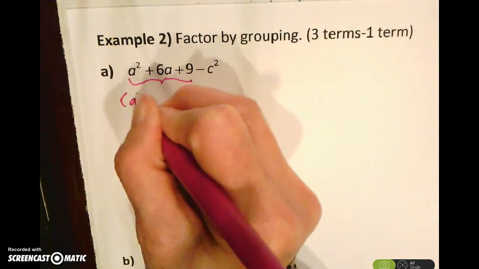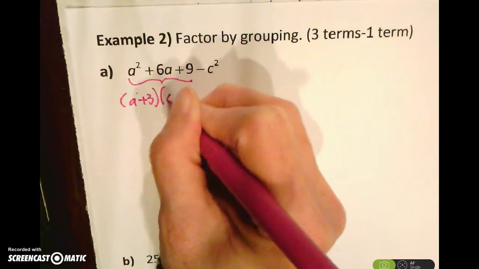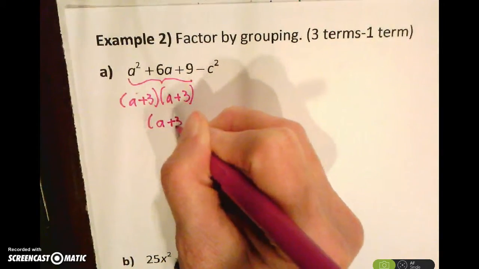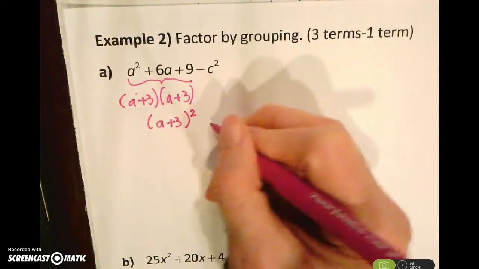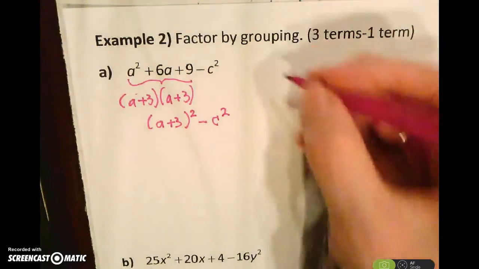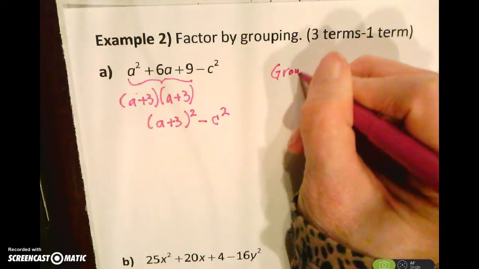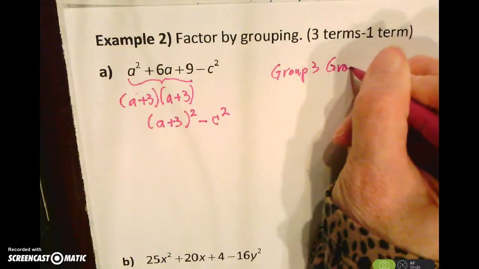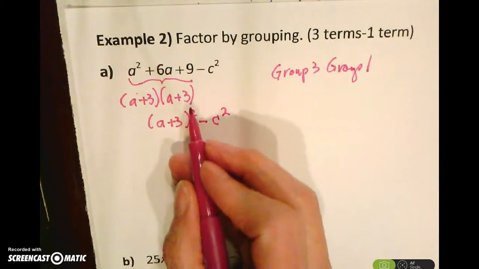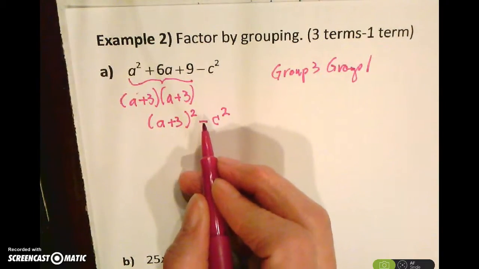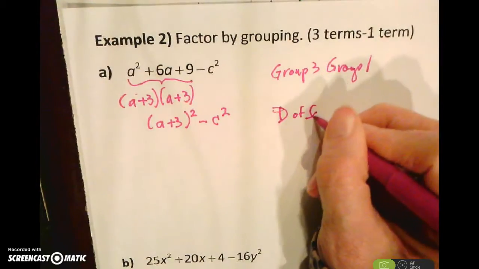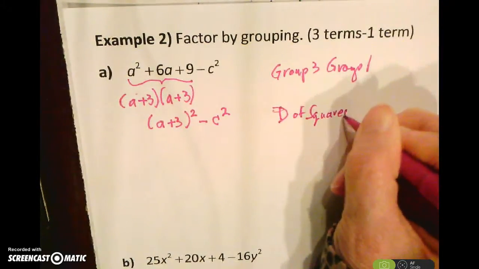So this factors into a plus 3, which is written as a plus 3 squared. So I have a plus 3 squared minus c squared. So this was a group 3 on this one, group 1. So now notice I've got 2 terms, they're both squares, and it is a difference. So this is now the difference of squares, and that's the way I'm going to factor it.